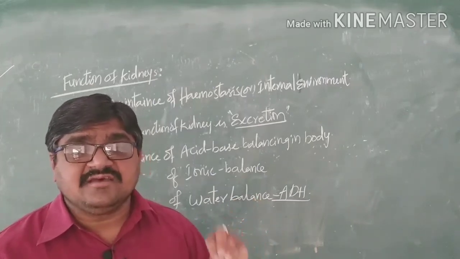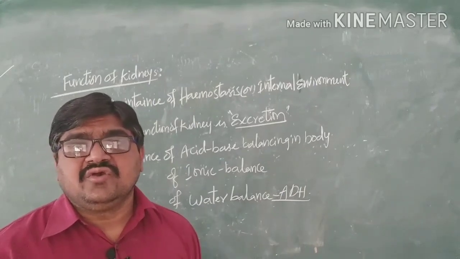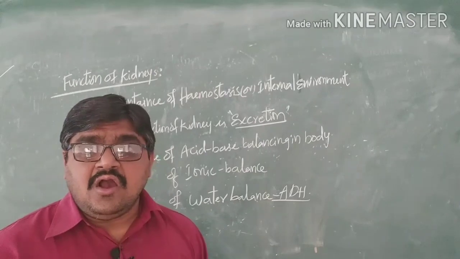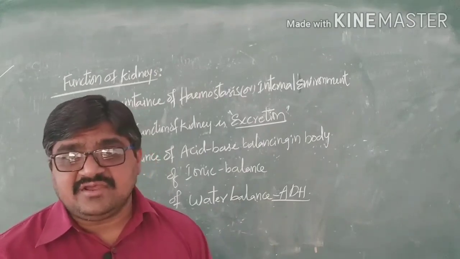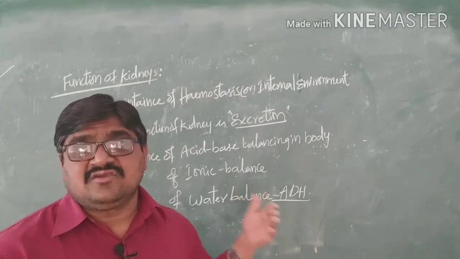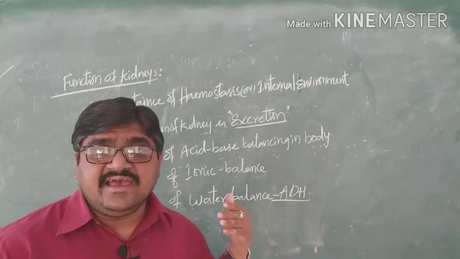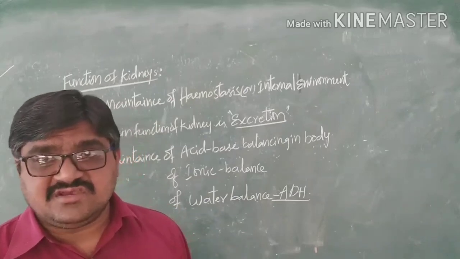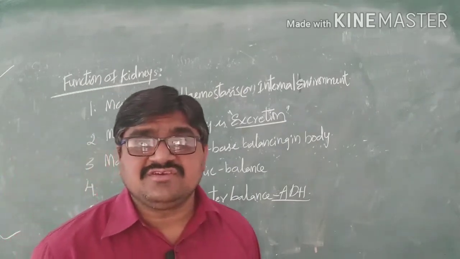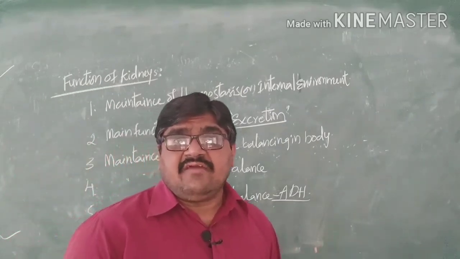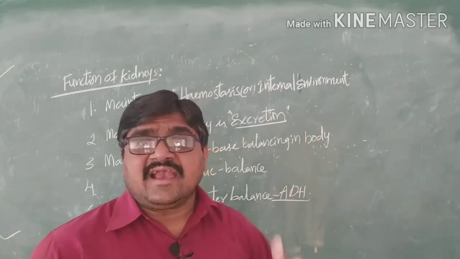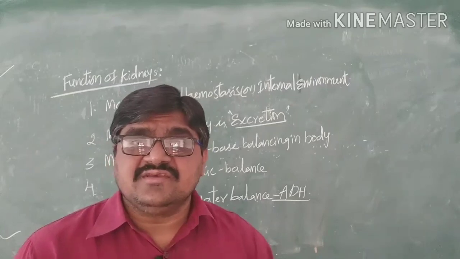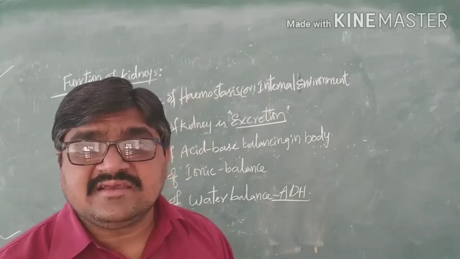So in the next class we will discuss how urine formation takes place. Now we have studied the structure of the nephron. In the next class we will discuss how urine is formed in the nephron, from Bowman's capsule to the collecting duct, and how the waste materials are excreted outside.